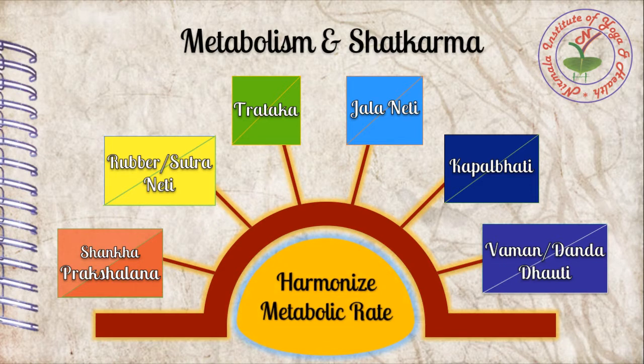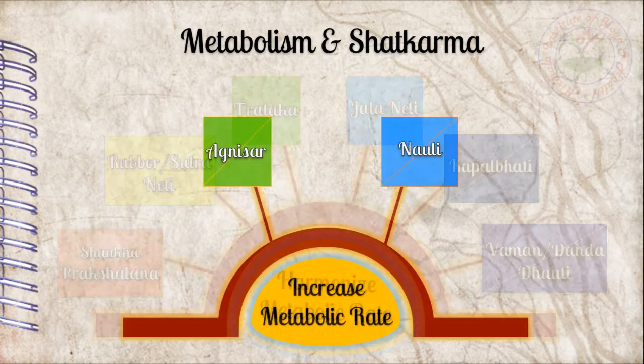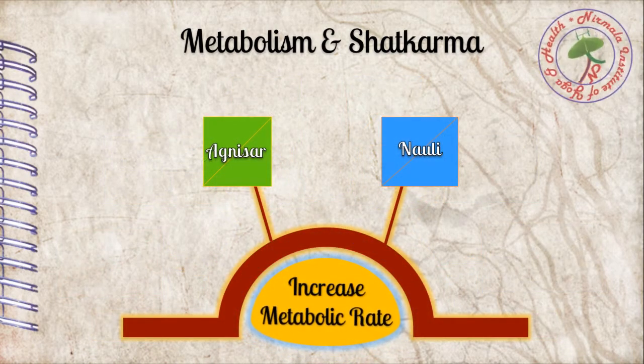Shatkarma is the collection of 6 types of cleansing practices for Annamaya kosha. Annamaya kosha refers to the physical body. Here you are watching the list of commonly used Shatkarma practices, in which some harmonize the metabolic rate and some increase the metabolic rate.